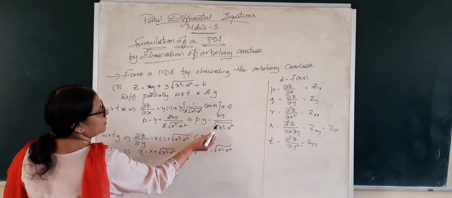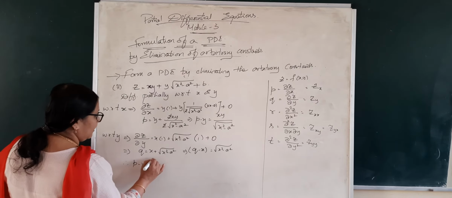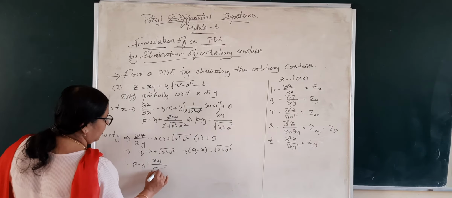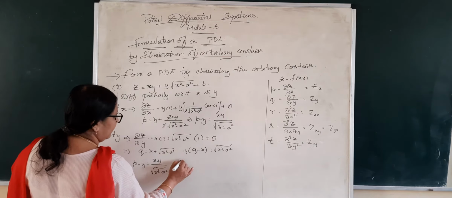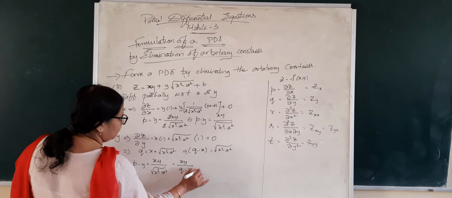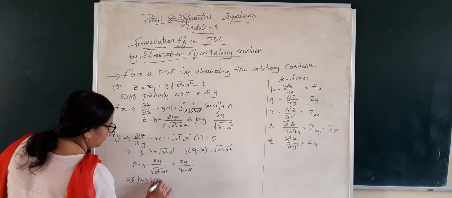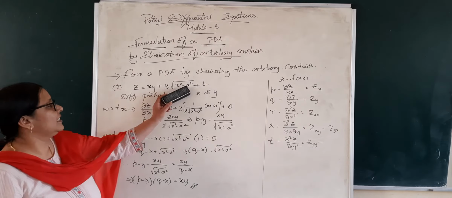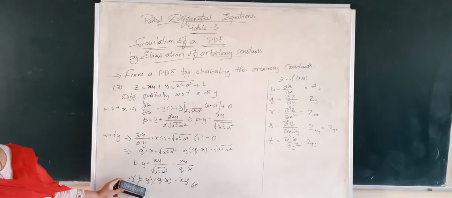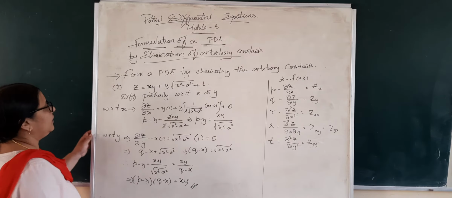You can see the same term is here, so let us substitute this here. Therefore we have p minus y is equal to xy divided by under root of x square minus a square, which is equal to, instead of under root of x square minus a square, we can write q minus x. Now this goes the other way, so we get p minus y into q minus x is equal to xy, and we no more have the two constants a and b, hence this is the required partial differential equation. Understood, guys? So this is how you can frame a PDE for the given equation.